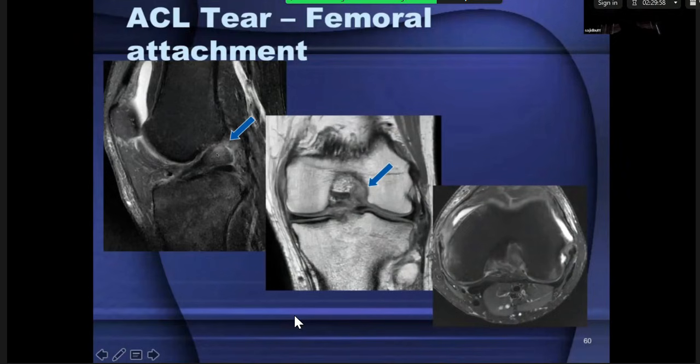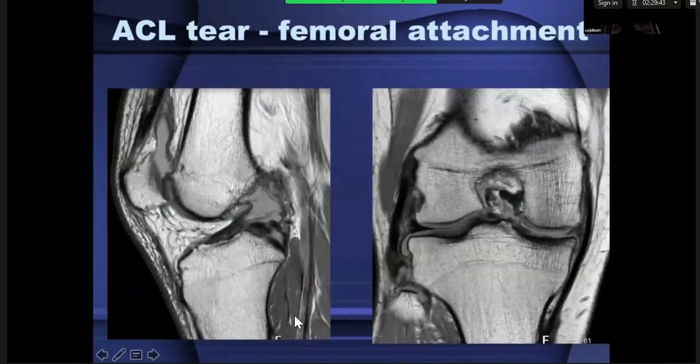So what I'm trying to encourage you to do is, I've seen quite a few people only look at the ACL in the sagittal plane, but you can analyze it quite usefully in the coronal and the axial images. And you should always try and do that in all three planes.